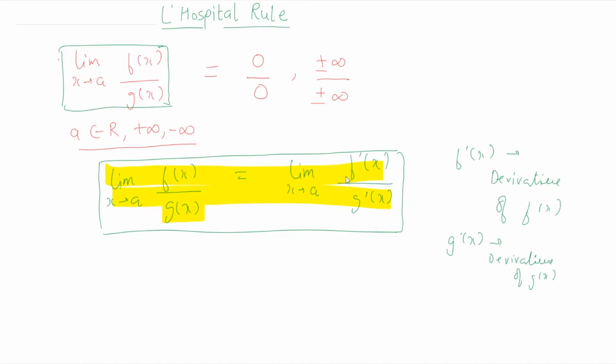Okay, so let's look at an example to make it a little bit more clear. Let's say we have a function: the limit as x approaches 2 of x cube minus 4x square plus 4x over x square minus 4. So this is our question, and we have to evaluate the limit as x approaches 2, right?